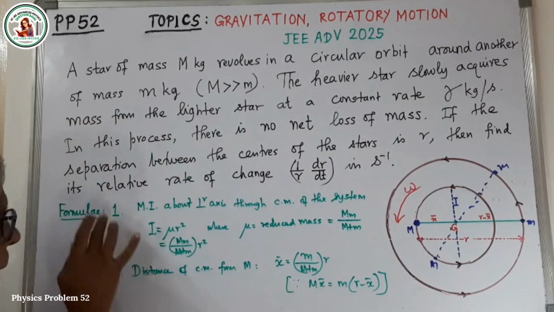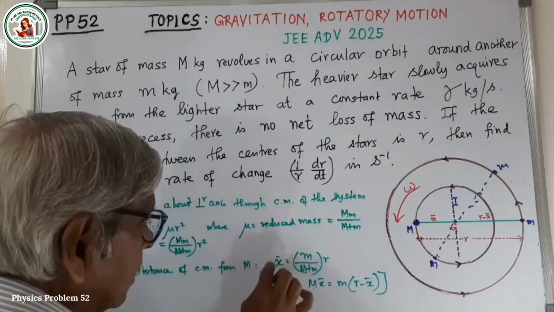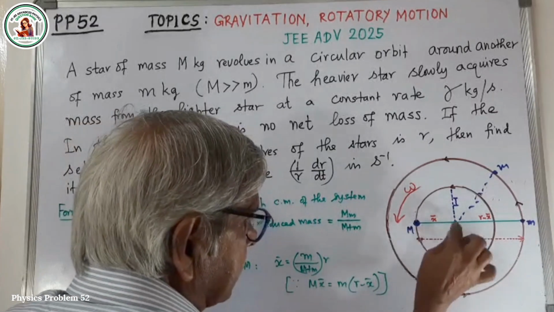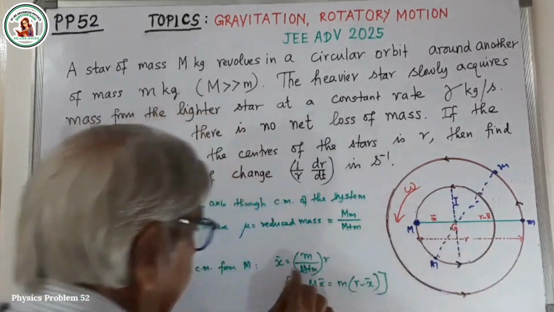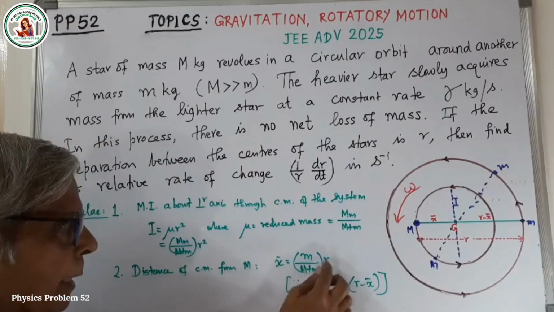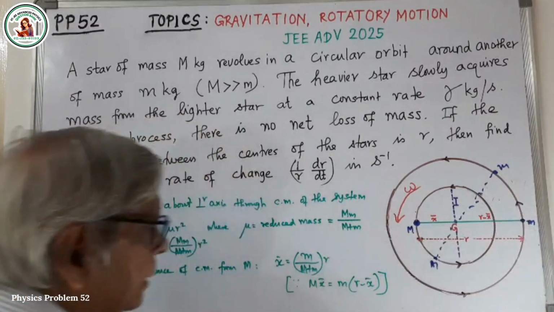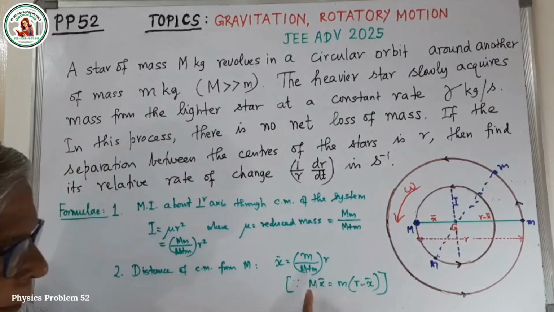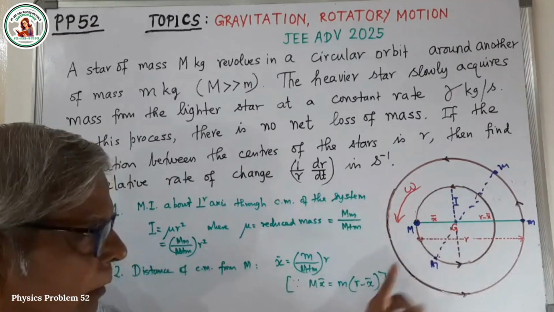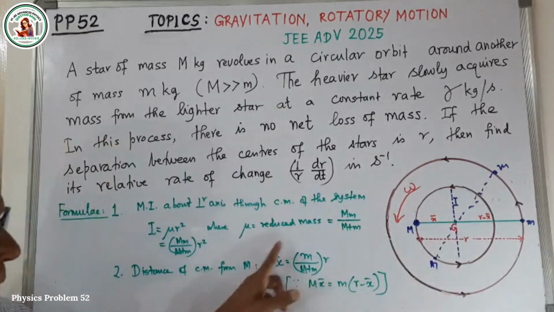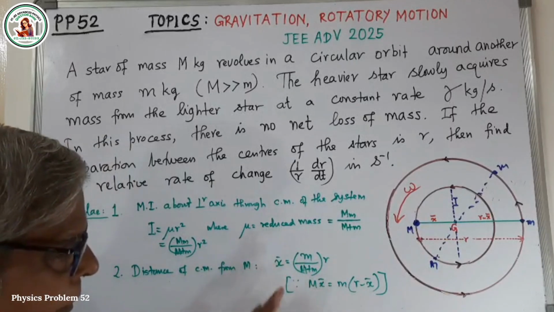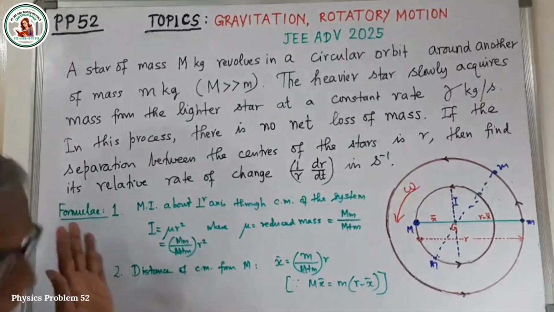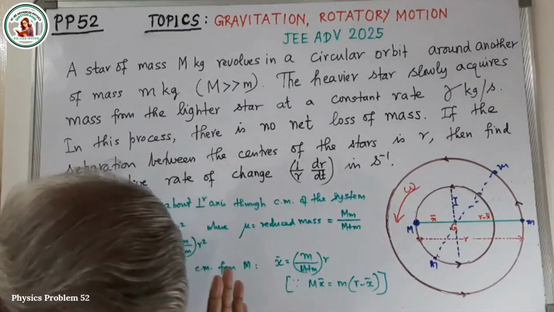Second, the formula is the distance of center of mass from one of the stars. I am taking the larger star. Distance of center of mass from the larger star, x bar, is given by small m by capital M plus small m into r, r being the instantaneous separation. This is because m1 x1 equals m2 x2 for the center of mass. Capital M into x bar is equal to small m into r minus x bar. That gives us this formula for the distance of the center of mass. So with this idea in mind, let us see how we can solve this problem.